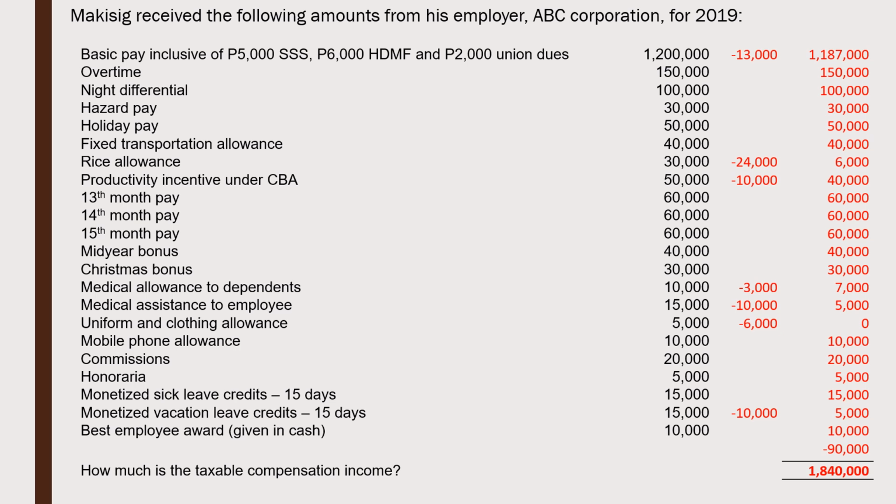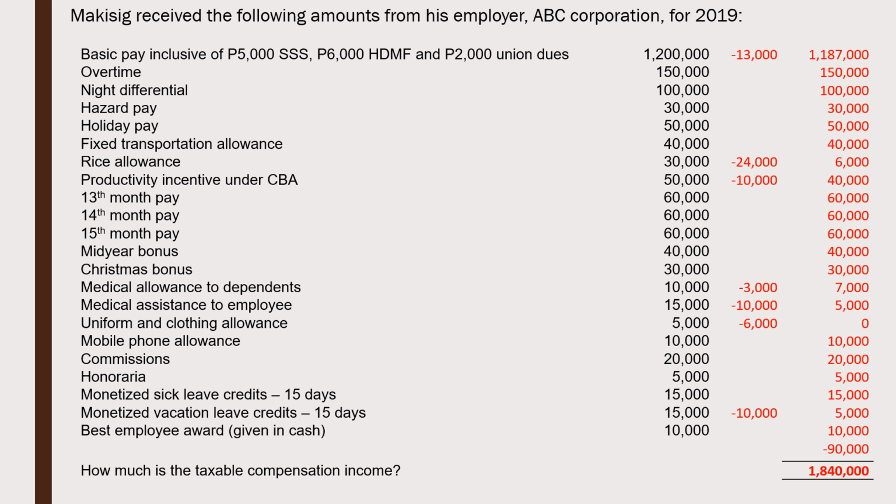But for this case, these are all compensation income, and what's being tested is your knowledge of de minimis benefits. Few things I'd like to point out: for the first item, the 5,000, 6,000, and 2,000 are not taxable, so we just deduct that, and then for other items, these are de minimis benefits. So the excess is not immediately taxable. For example, for rice allowance, the 6,000 is not immediately taxable.